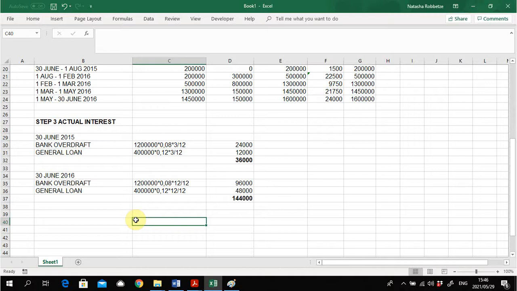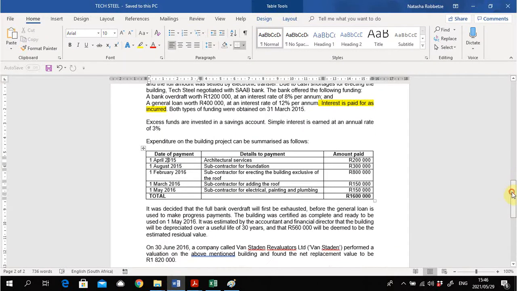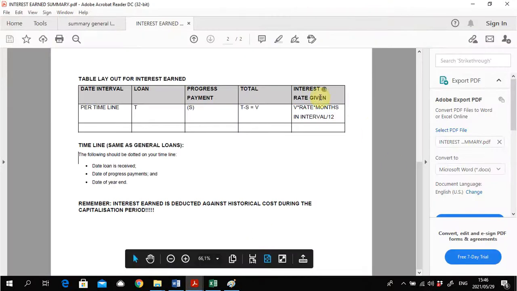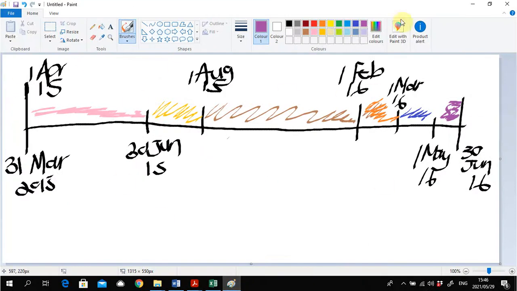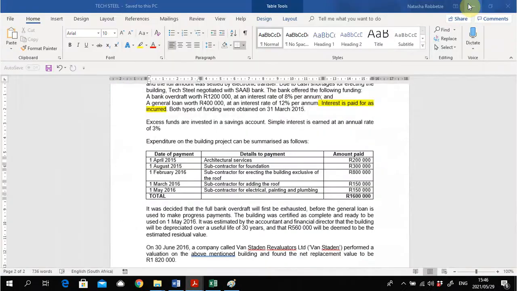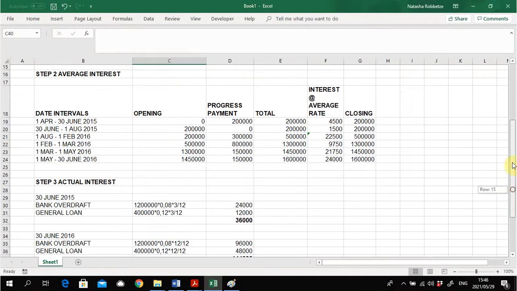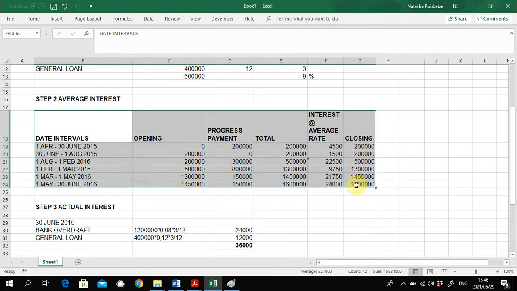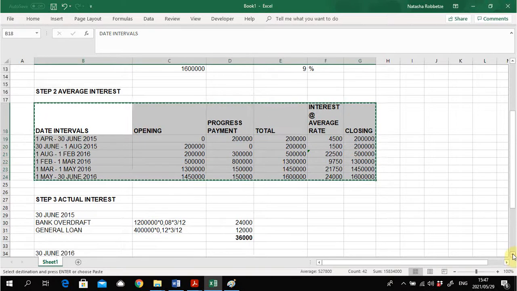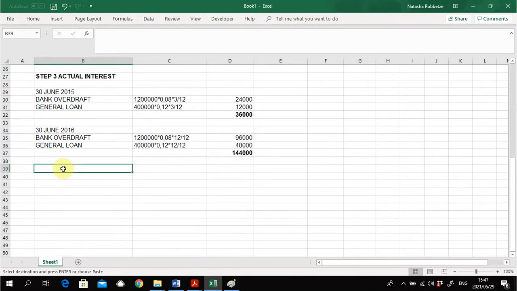What is left is we still have to now do a calculation for our interest that is earned at 3%. So you will find they tell you that interest is earned at 3%, and it's a simple interest rate. So if I go back to the summary, we need a table. I'm going to put in the table to do my calculations, and we have already drafted the intervals on our timeline, so this shouldn't be too hard. What I am going to do is take the table that I've used for step 2, and use it for my interest earned, but I'm going to change it slightly.